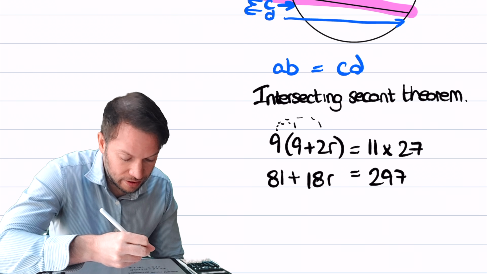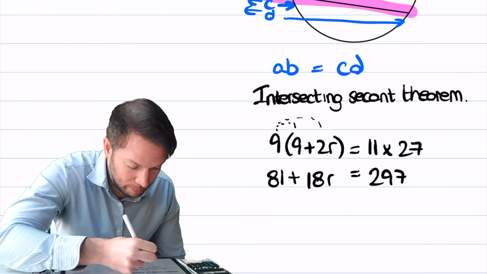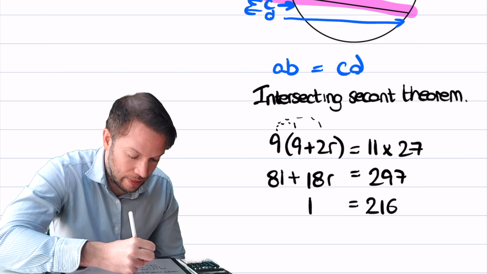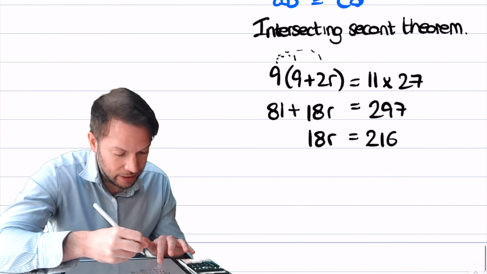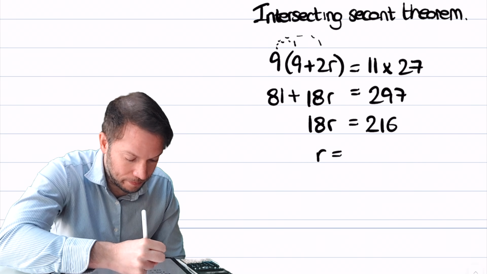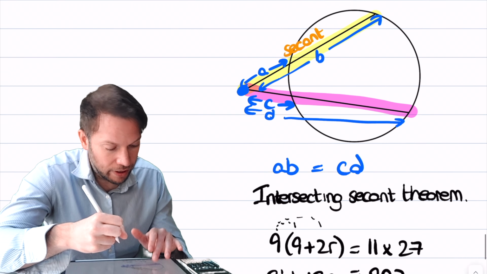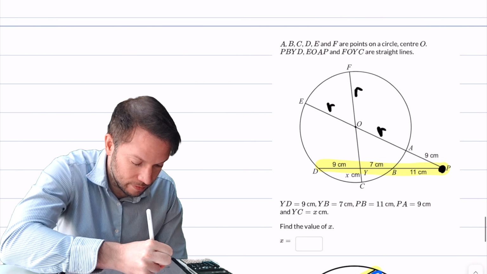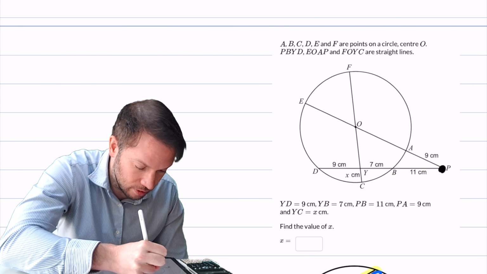If we subtract 81 from both sides, I get 216. And then if you divide both sides by 18, you get 12. So R is 12. So that's great. I can put the 12 in here now. So 12, that's 12, that's 12. These are all the radius of the circle.